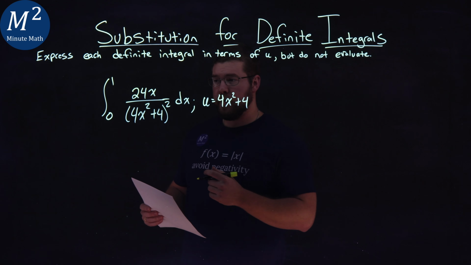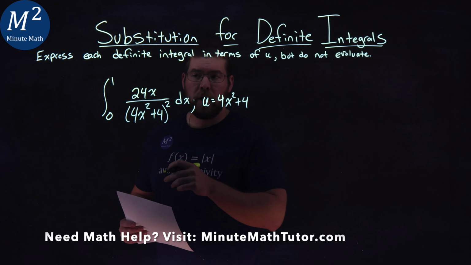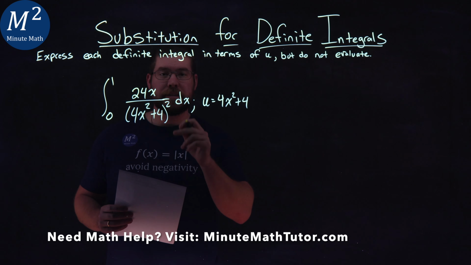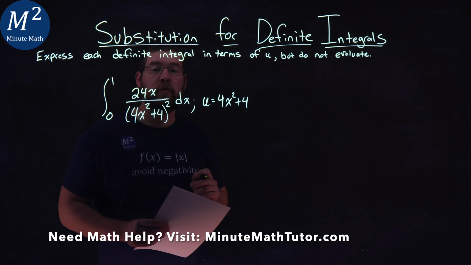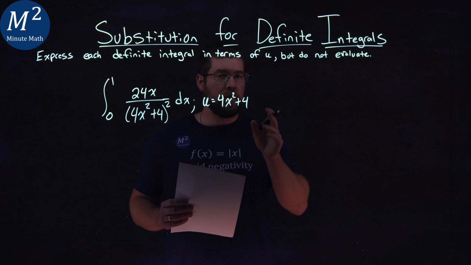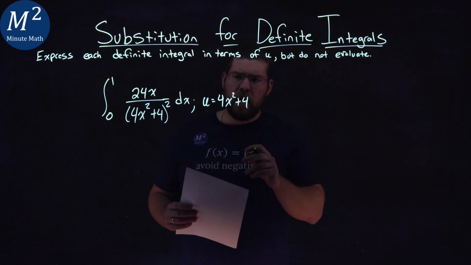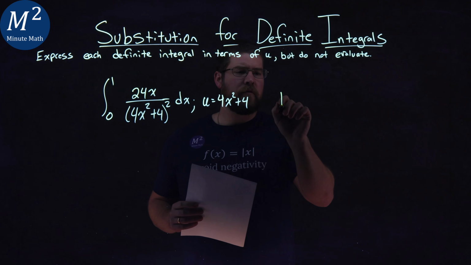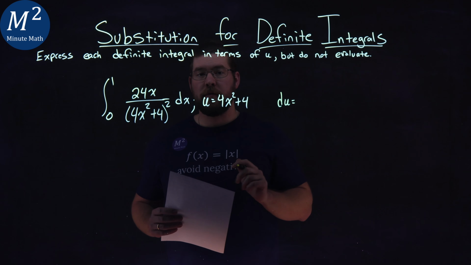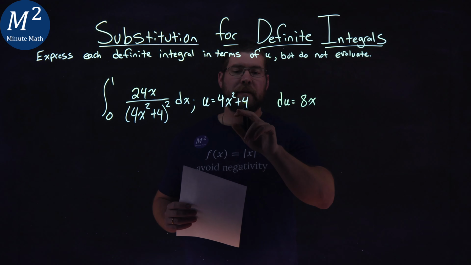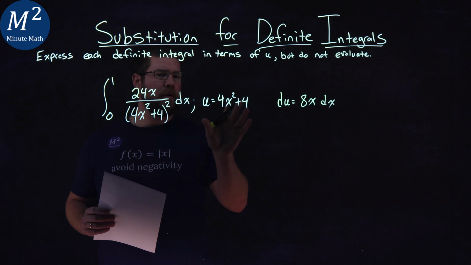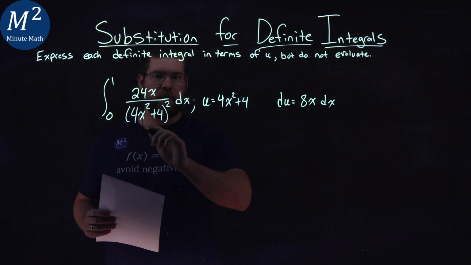We're given this problem right here, the integral from 0 to 1 of 24x over (4x squared plus 4) squared dx. And we're given a u value of 4x squared plus 4. And we need to express this definite integral in terms of u, but we're not going to solve it. Well, we have a u value right here, so let's go find my du value. Well, derivative there of 2 comes down, times 4 is 8, so we have an 8x, don't worry about the 4, dx. Well, we have our du value, let's see how it applies with our integral right off the bat.